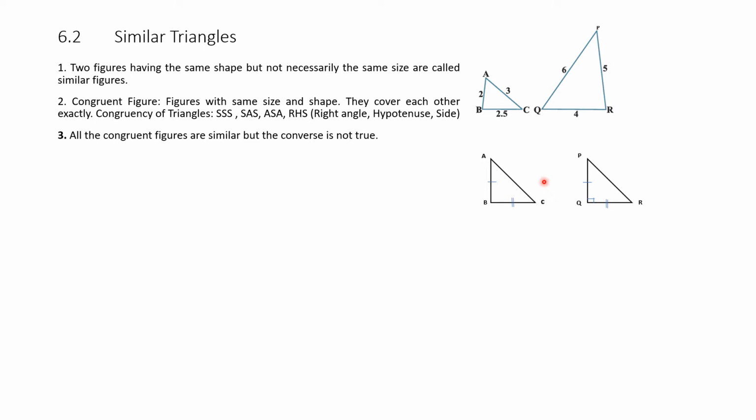See here, this is a congruent figure. Side AB is equal to side PQ. Side BC is equal to side QR. And AC is equal to PR. So this is a congruent figure. That means PQR can overlap ABC. Then it is a congruent figure.